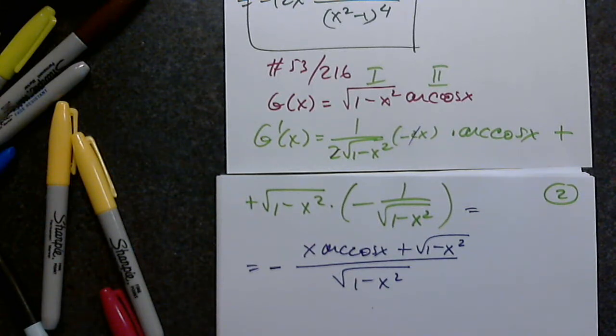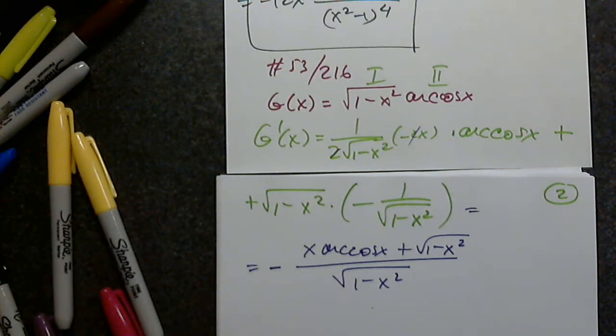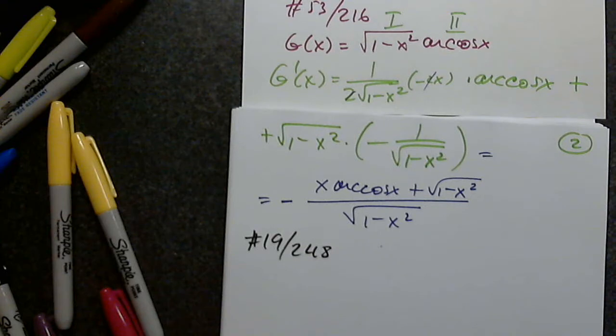Anything else here? Is this clear? Any questions? Is there anything else that we worked on and we need help with? Could we do 19 on 248? 19 on 248. Number 19. I suck with triangles.